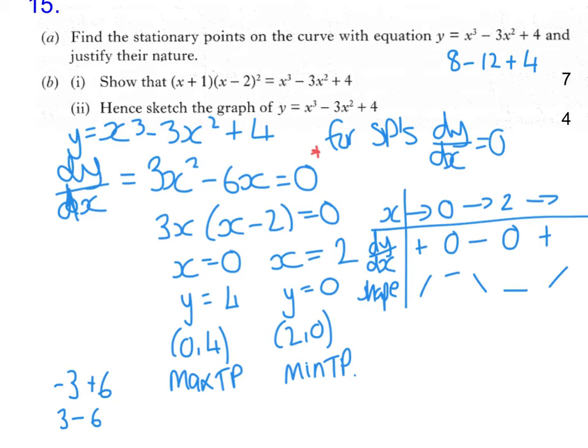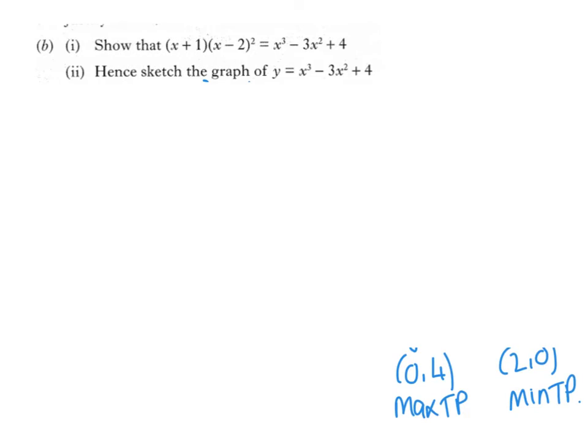The next bit is a show that. So I'm just going to take a fresh page for this. Okay, so part B asks us to show that this thing multiplied out gives us that. So let's multiply it out. So first thing I'm going to do is I'm going to do the squared bracket. So I'm going to leave the x plus 1 at the front. x minus 2 all squared gives me x squared minus 4x plus 4.